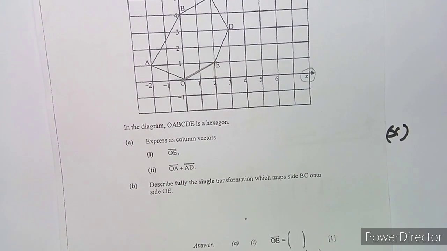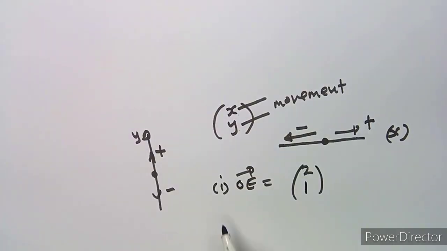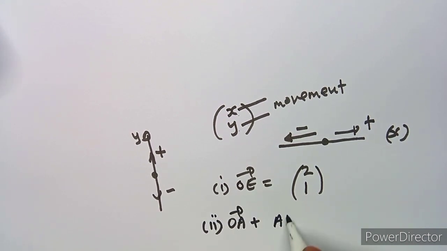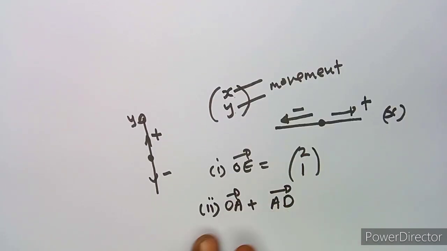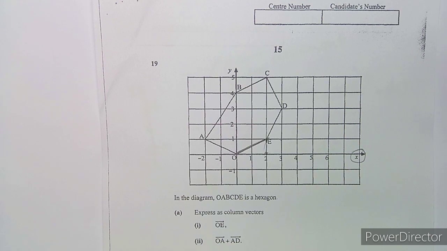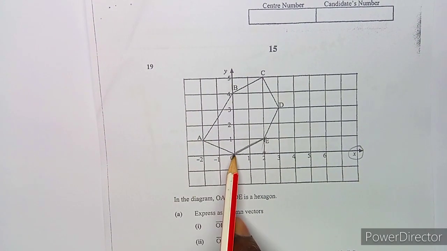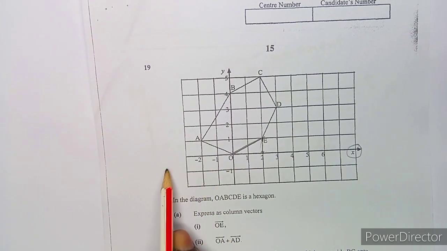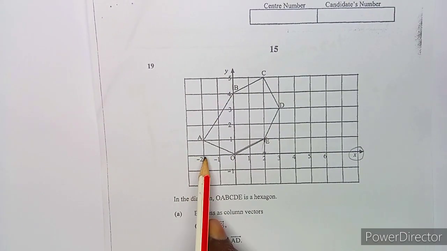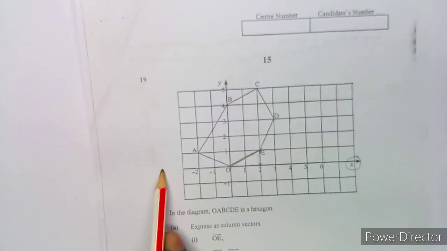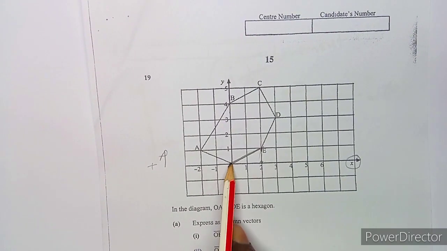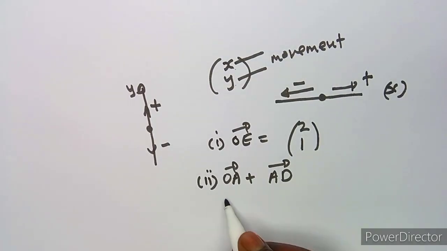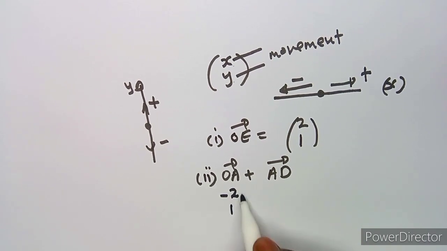Okay, then let's move on to item 2, which is OA plus AD. So we are simply going to do the same thing. We have to find OA first. Okay, that is O to A. So now we are going this direction from O to A. Take note where we are going. So it's 1, 2, but we are moving to the left in terms of X. So our X is going to be a negative, so it's minus 2. Then we go upwards 1. Take note, Y is going upwards, so it's a positive. So our vector OA is minus 2 in terms of X, Y is 1.